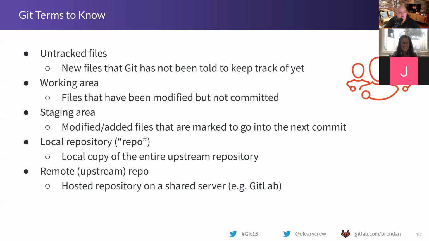The working area is any files that have been changed but not committed. So anytime I change something in my folder, it's a change in the working area. The staging area then are files that I've modified or added, and I've marked to, hey, next time I commit, add these changes to the repository. Local repository, again, we'll say repo sometimes to be short, is the local copy of your entire upstream repository. So upstream is another term you might hear for remote repository. And that's a hosted repository, typically on a shared server like GitLab.